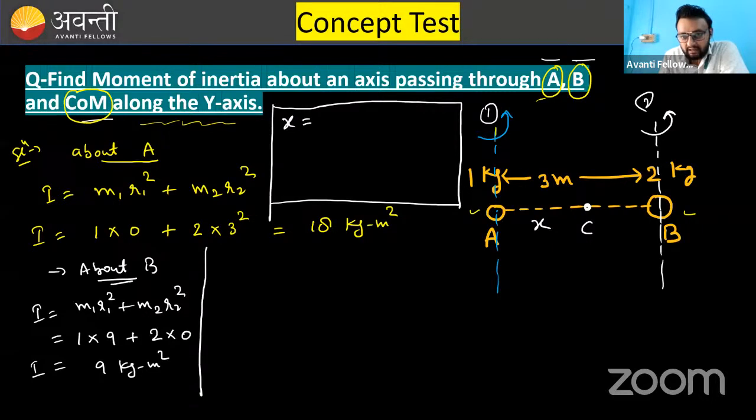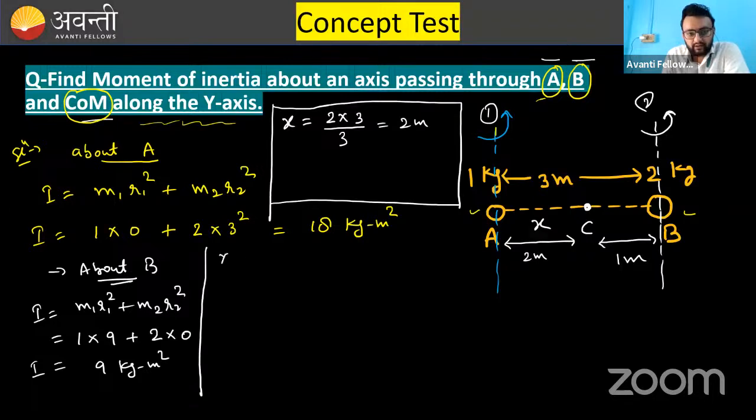About A we are calculating. So m2 will be 2 kg into separation, which is 3 meter, divided by total mass, which is 1 plus 2, that is 3. So x will be 2 meter. So what we have calculated is that this distance is 2 meter. Then this distance will automatically be 1 meter.